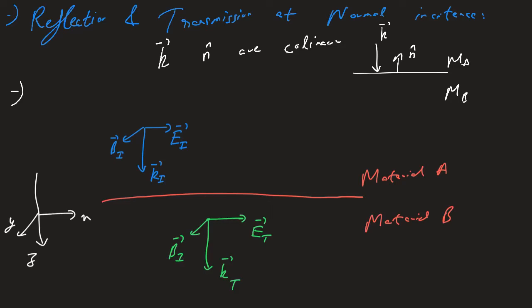And you will have some reflection from this interface, and we will draw the reflected part in yellow. So now the reflection k vector would point in the opposite direction to the incident k vector. So this is kr, the reflected k vector. This is ER, which is the reflected electric field, and this is BR, which is the reflected magnetic field.